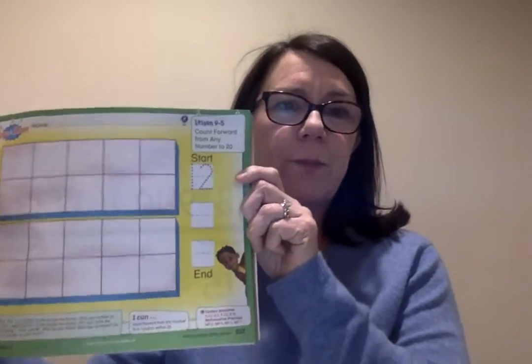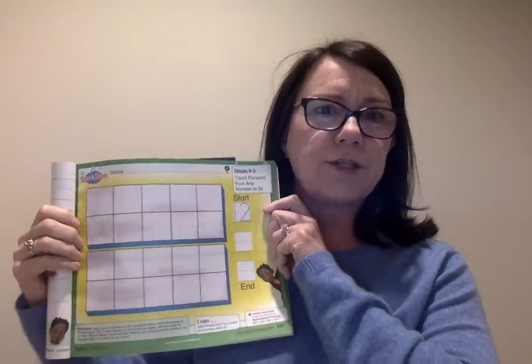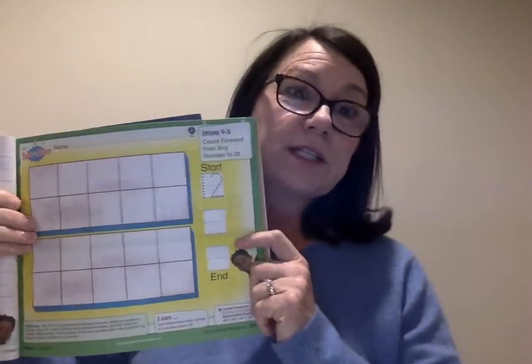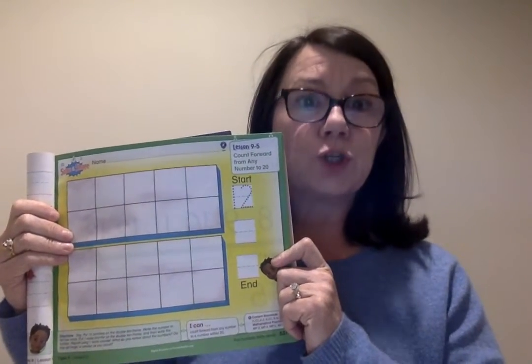We're going to be starting with math today, and we'll be picking back up chapter 9. We're going to be in section 5, so your page will look like this. What do you notice about our page? We have double 10 frames, right? So if these were all full, we would count at 10, 20. We have 20 spots. What we're going to be doing today is counting up from a number to 20.